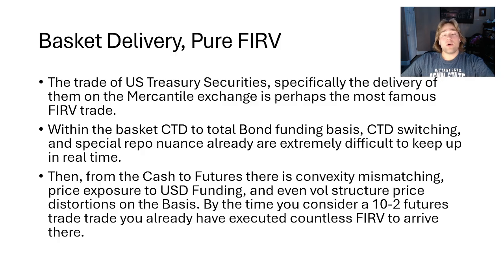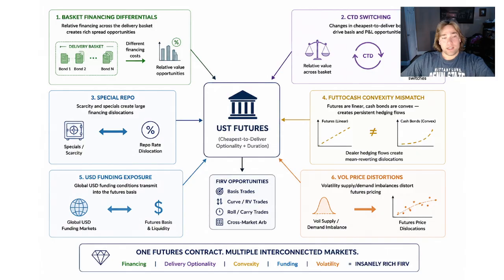Then you go on to the cash to futures trades. There's hedge ratios. You're exposed to dollar funding rates. Even volatility distortions can mess up those calendars, mess up that cash to futures basis. And you're going to see there is so much to learn from fixed income relative value, especially in the Chicago Mercantile Exchange ecosystem. So this is kind of just a quick overview.